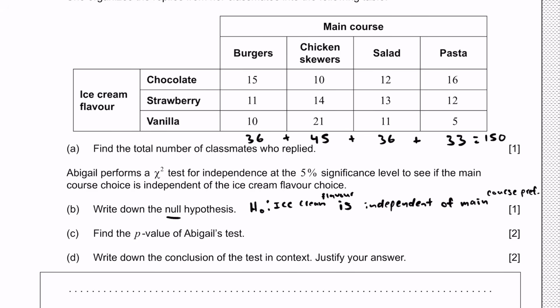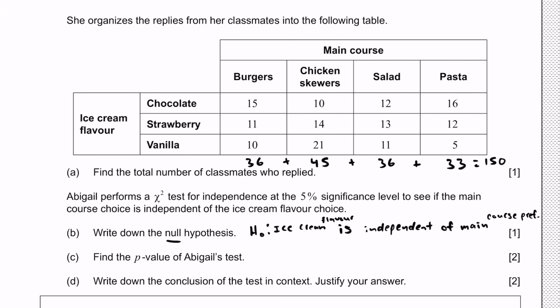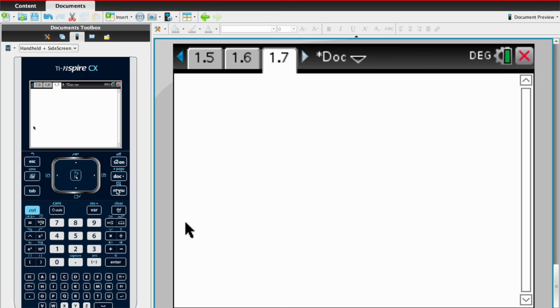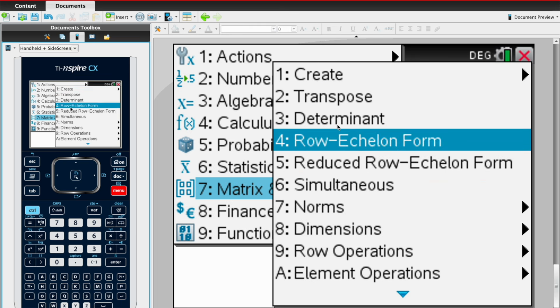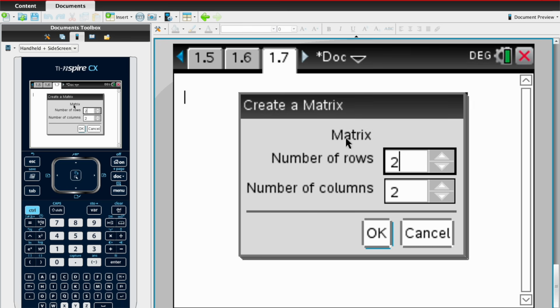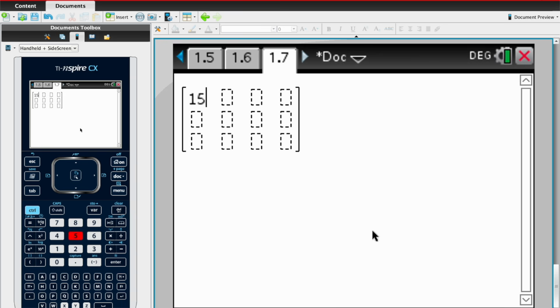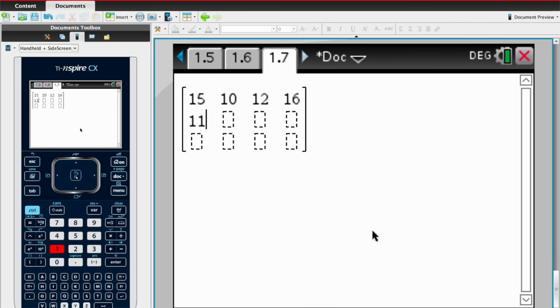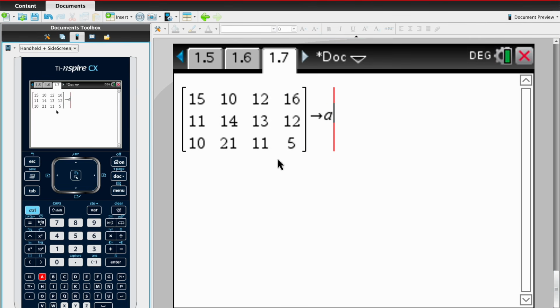All right. Part C, find the p-value of Abigail's test, and then write down the conclusion of the test in context, justify your answer. So kind of a straightforward, or at least common, chi-squared independence test. So let's go ahead in the calculator here. What we're going to do is set up a matrix. So let's go menu, matrix and vector. Let's create a matrix. In this case, we have 3 rows and 4 columns. Let's put those values in. 15, 10, 12, and so on. Lastly, 10, 21, 11, and 5. Just going to check that they're all good here. Good. All right, let's define our matrix.